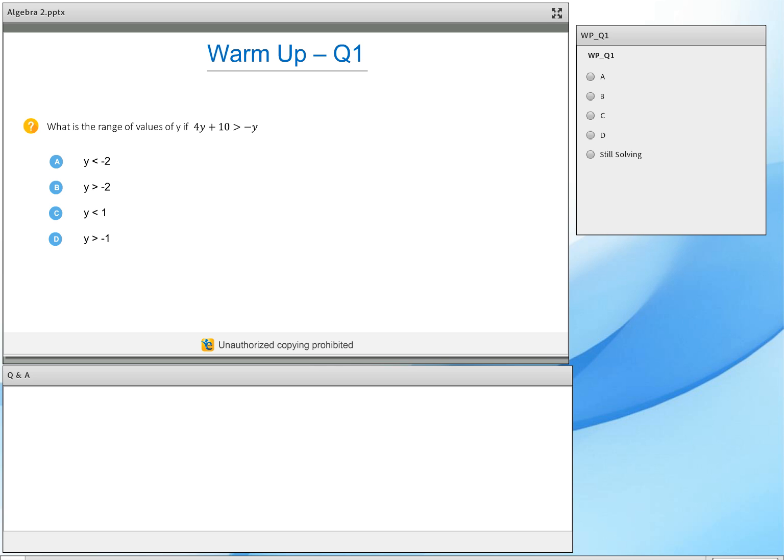All right, last 10 seconds. I'm going to end this poll now. Let's do question number 2, and we'll discuss the answers after the first 3 questions. Let's click on still solving, please. All right, here you go. Question number 2.